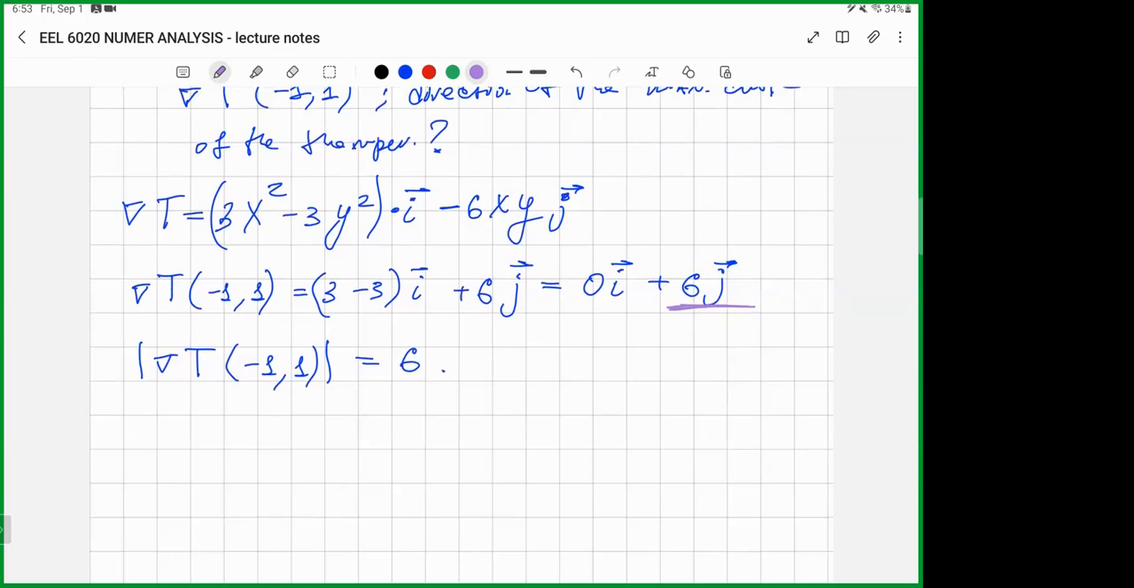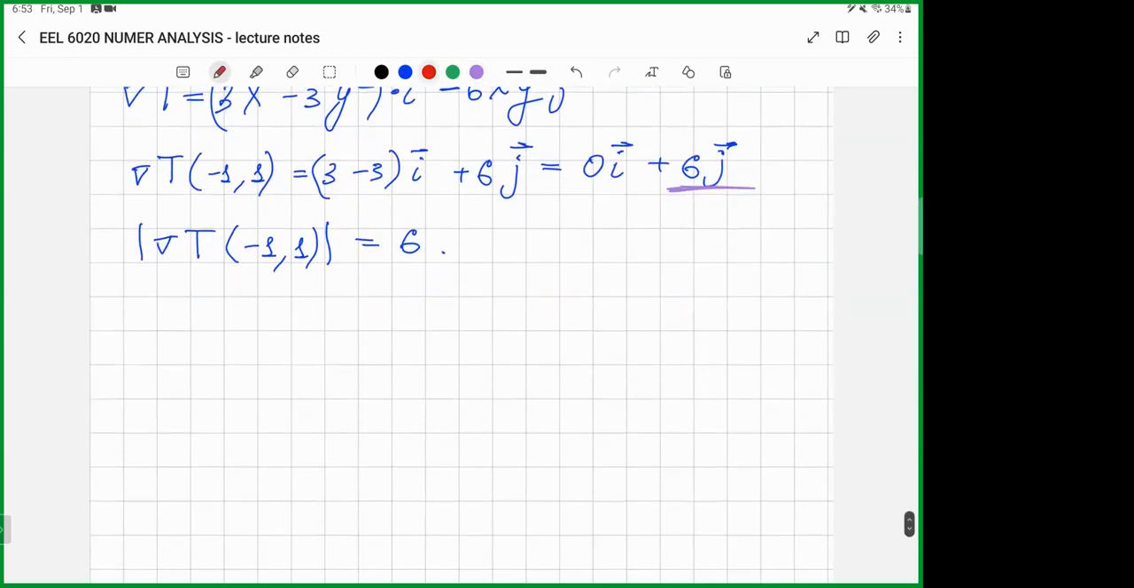All right, so do you have any questions regarding this part? If not, let me start the discussion about divergence.